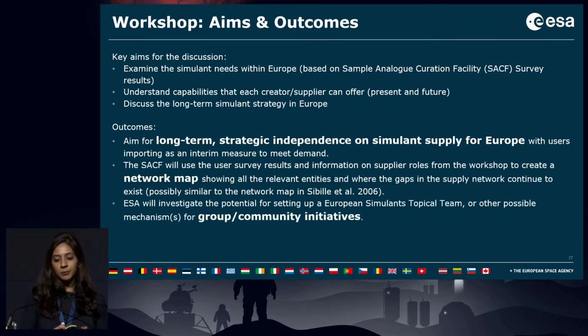And then 2 other outcomes are more sort of actions for the ESA side. One is to create a network map of the suppliers, understand where the gaps are, and also look at group or community initiatives for continuing the conversation, especially among the workshop participants.